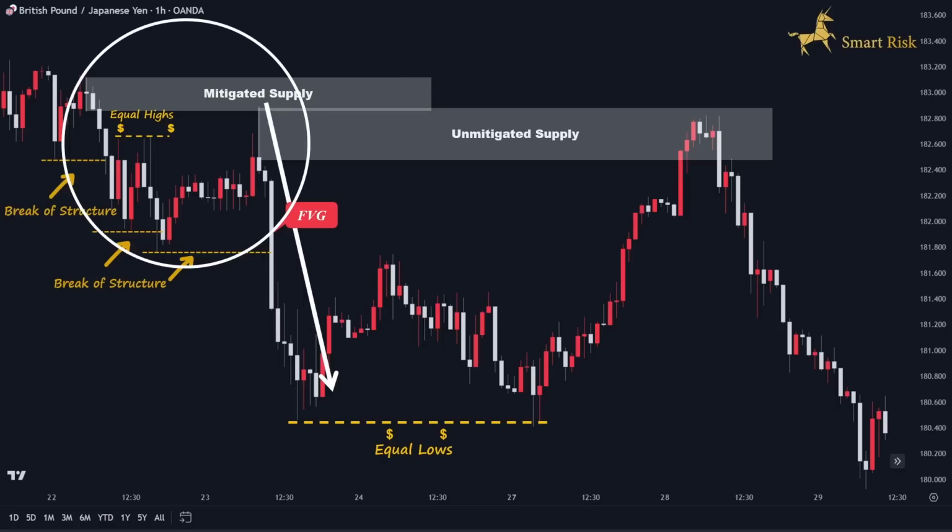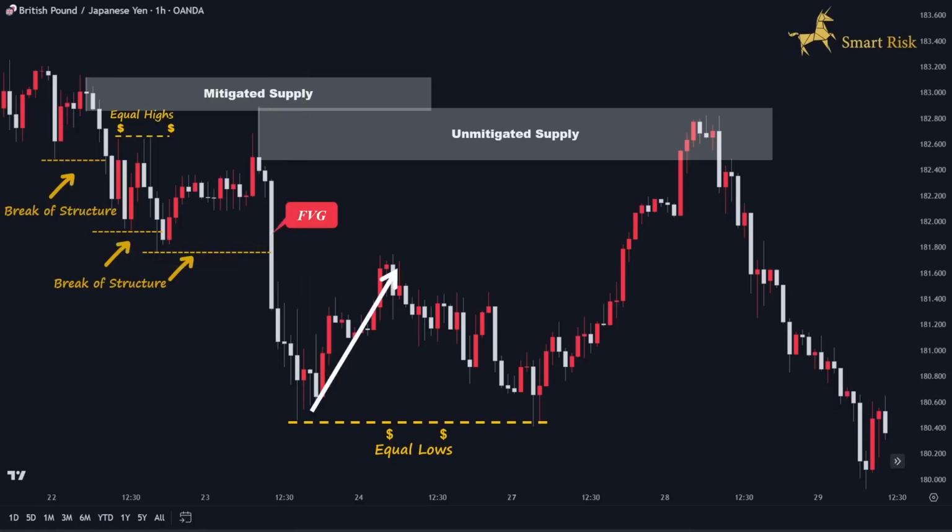Next, we can see that price moved downward, leaving a significant inefficiency behind. The price then retraced upward but didn't reach the upper fresh supply zone. Instead, it moved downward again, confirming that supplies are controlling the market. Additionally, the price created a perfect sell-side liquidity pool below the equal lows. Subsequently, the price moved upward to fill the internal liquidity left behind.